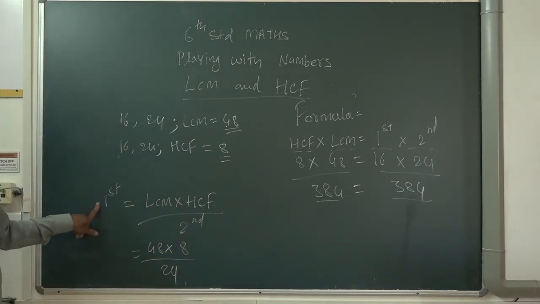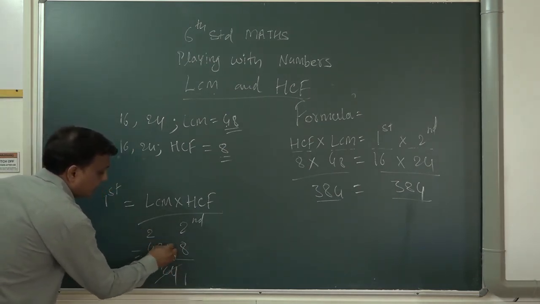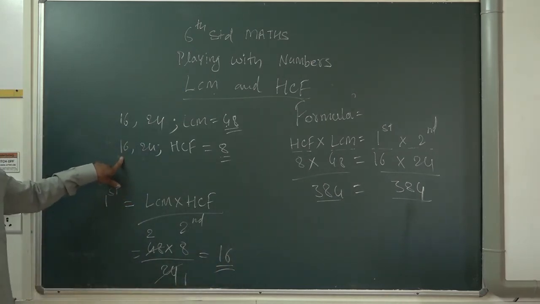Now what are we finding? First number. So 24 1s are 24, 24 2s are 48. 2 multiplied by 8, 16. So what is the first number? 16. The first number is 16.